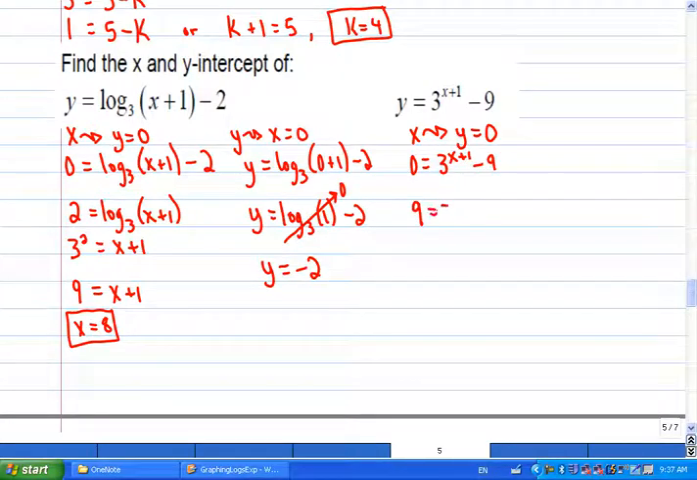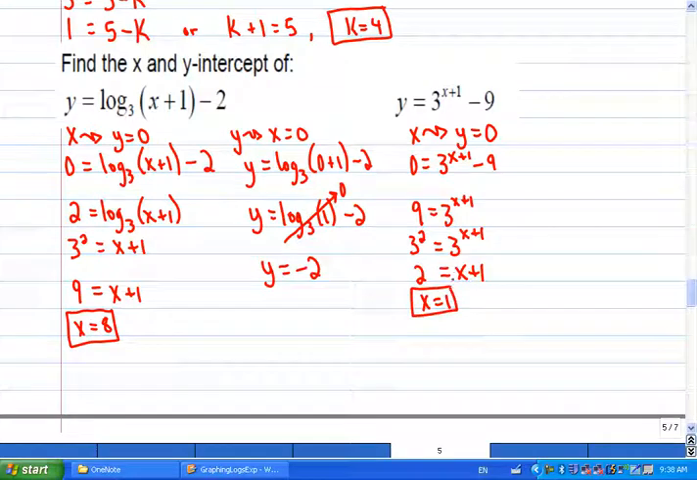9 equals 3 to the x plus 1. So if we're doing this like the exponential equations we've looked at, let's see here, so then that means x would be equal to 1. And I'm sure at this point you might have common sense enough just to guess that it was x equals 1.